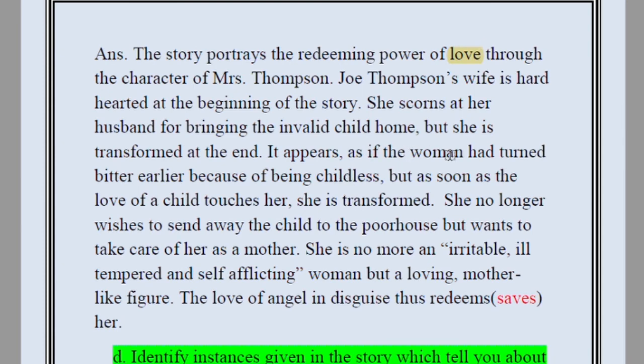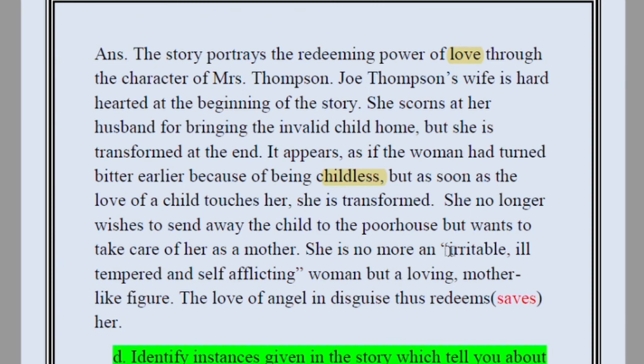It appears as if the woman had turned bitter earlier because of her being childless, but as soon as the love of a child touches her, she is transformed. She no longer wishes to send away the child to the poorhouse, but wants to take care of her as a mother. She takes complete care of her and does not want to send the child to the poorhouse.